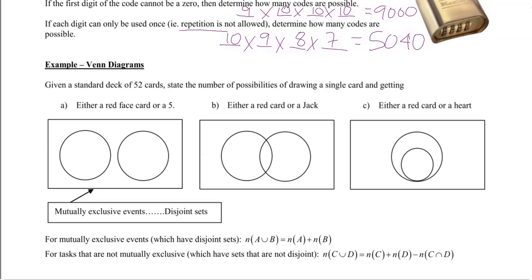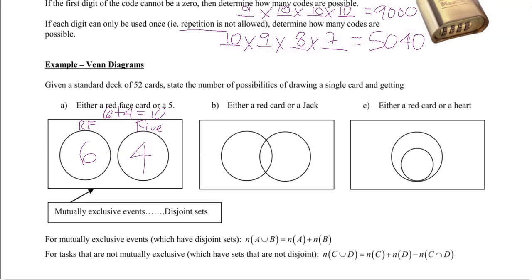No common outcomes. So if these are the red face cards, how many red face cards are there? 6. How many 5s are there? I might list it like this. There are 4 5s. So, how many ways are there of getting either a red face card or a 5? 10 different ways, right? So 6 plus 4 is 10. Remember, or is a union, put them together. So there's 6 of these, 4 of those. Out of the 52 cards, there are 10 of which are either a red face card or a 5.